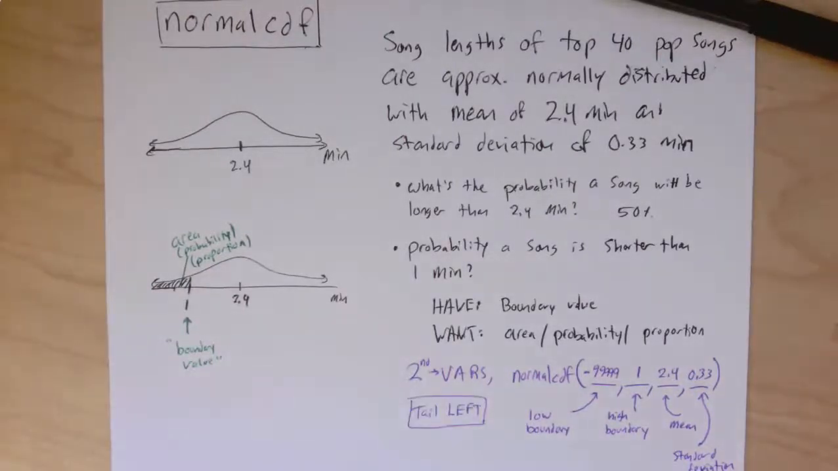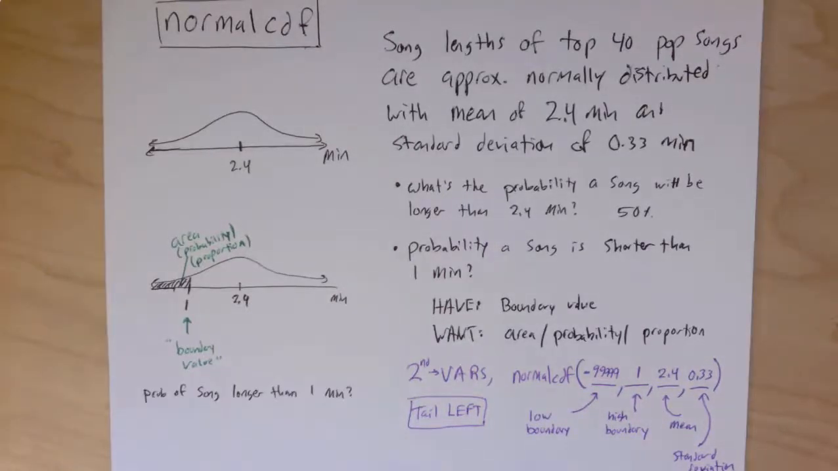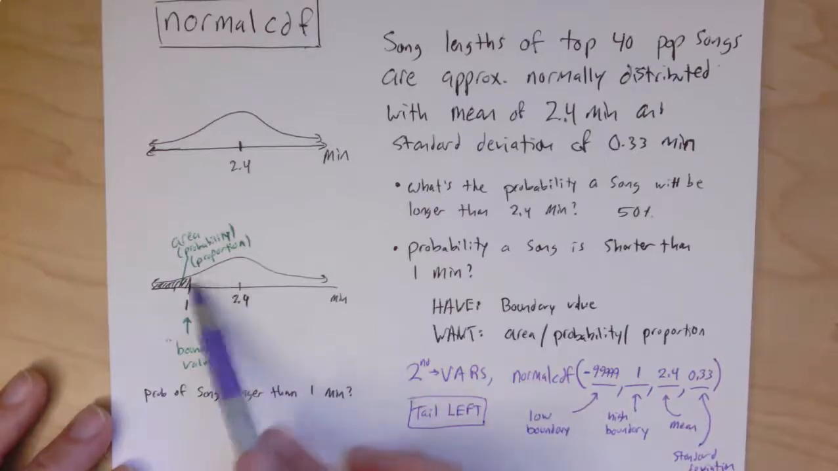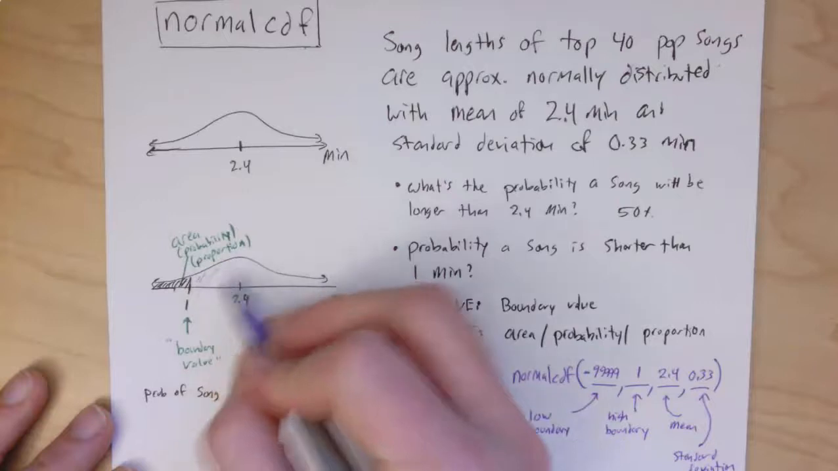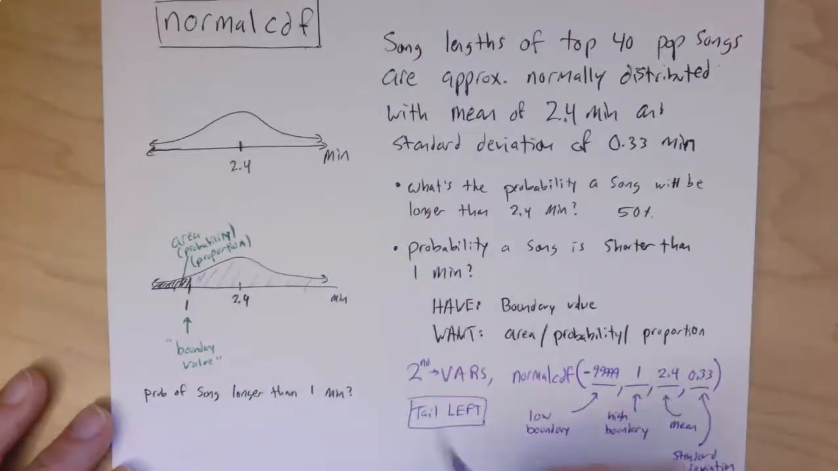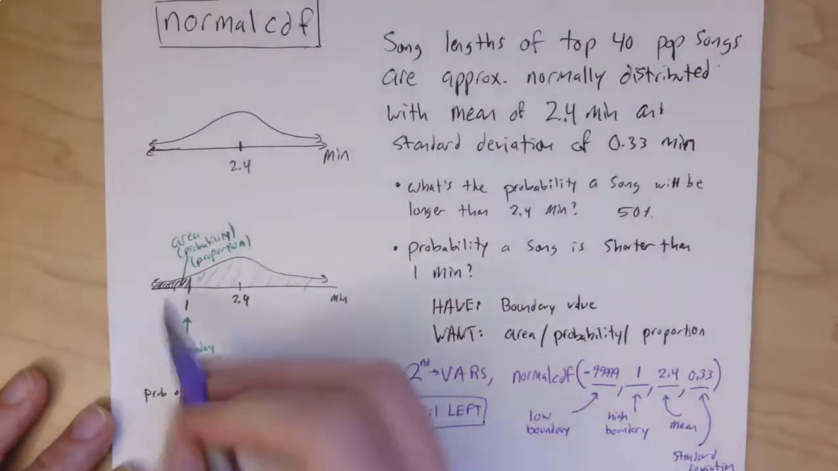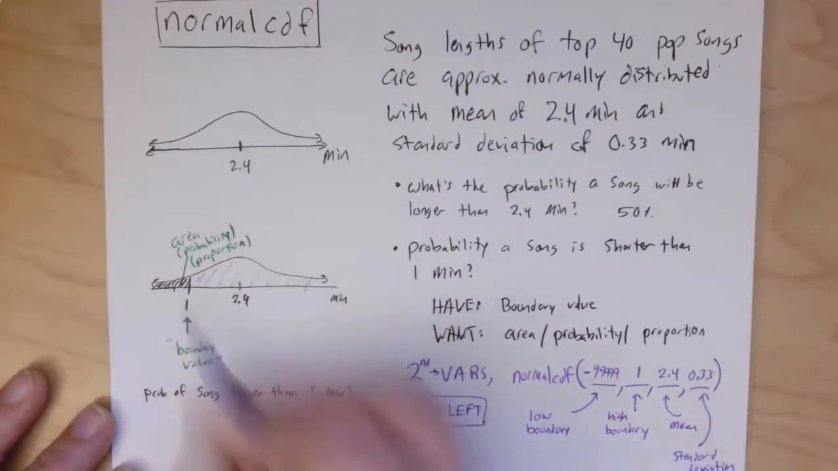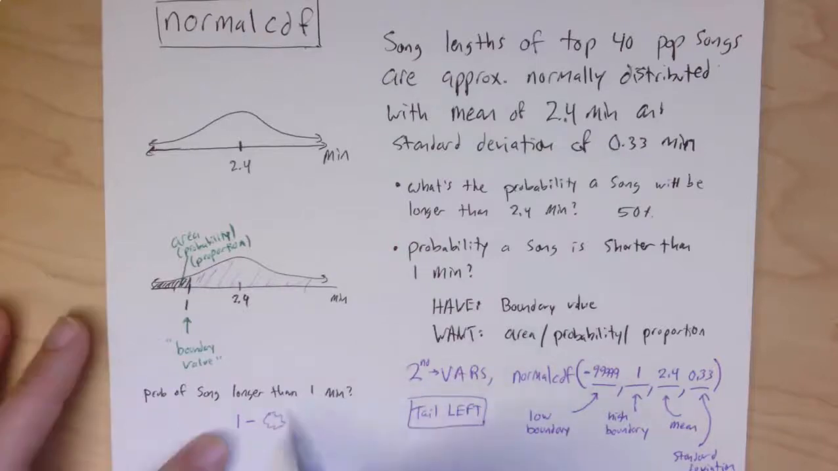Sorry, one last thing. That's assuming the tail is to the left. So let's ask the other question. What's the probability of having a song longer than 1 minute? One way you could do that would be to type this same set of values into the normal CDF function, only select tail right. And then it will tell you this area over here if the tail is right. The other way to do it is you just find the complement of this probability. So 1 minus whatever that value was should give you the rest of it.